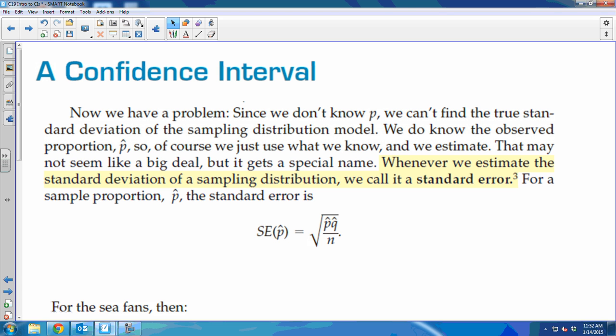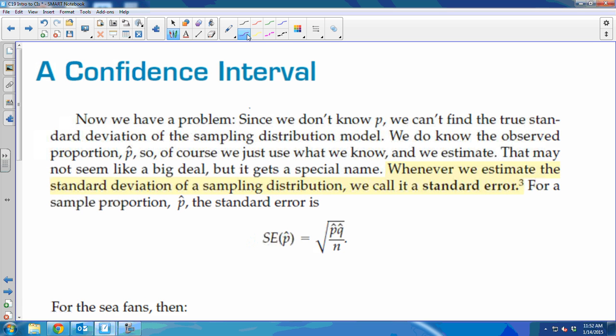Since we have P hat, I said we're going to make some estimates. So you know that standard deviation formula that you have for the sampling distribution model for proportions? We're going to use that. We're just going to use P hat, so then we're also going to use Q hat. We have the sample size to find not the standard deviation, but we call it the standard error because it's an estimate. It's not the actual standard deviation. We don't know what P is, so we don't know what the actual standard deviation is. We do know what the standard error is because it's an estimate.